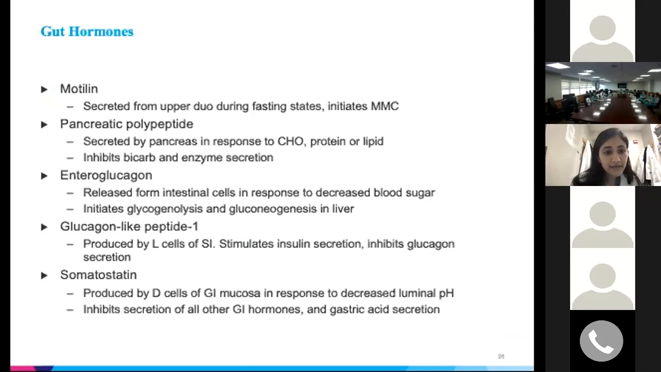Glucagon-like peptide is produced by L cells in the small intestine. It stimulates insulin secretion. And finally, somatostatin, which will come into play later, is produced by D cells, and it's essentially the great inhibitor. It inhibits secretion of all other GI hormones and gastric acid secretion.